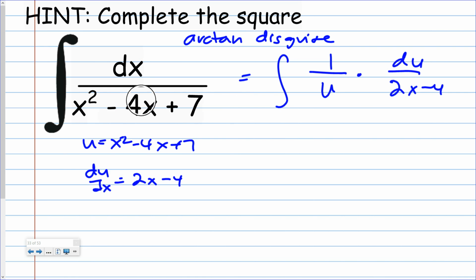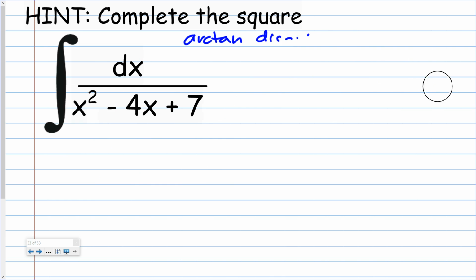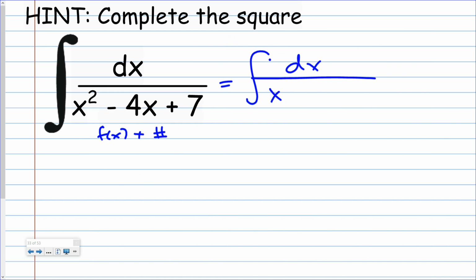Okay, so what you need to do is think about this and say, okay, what else can I do to this problem to make it work? And what you do is you turn this into an f of x plus number problem. To do that, you rewrite the denominator as x squared minus 4x plus, you leave a blank, plus 7. Okay? And when you complete the square, first of all, this coefficient has to be 1, so make sure it's 1 first. And then you grab this coefficient and you divide it by 2 and then square it.